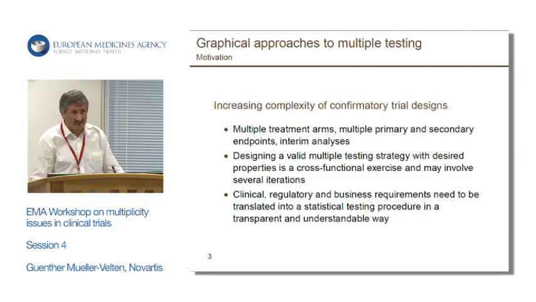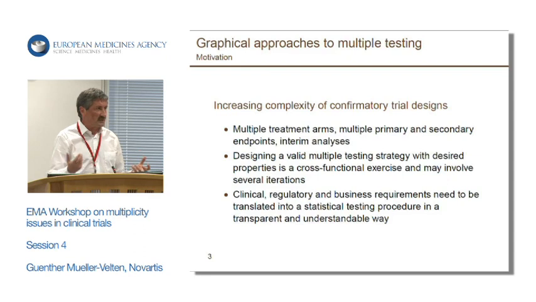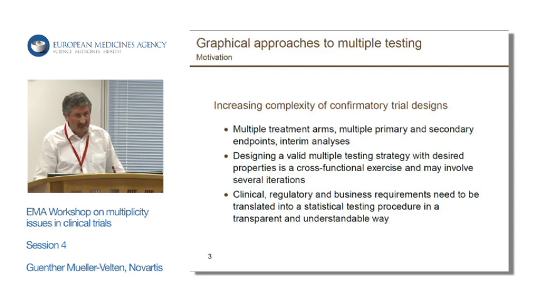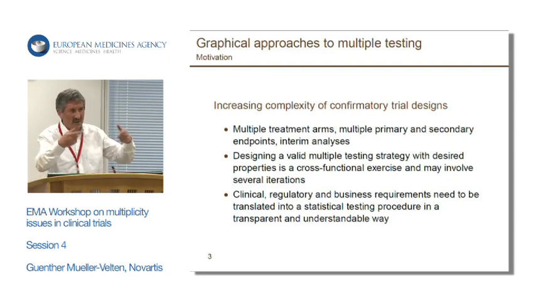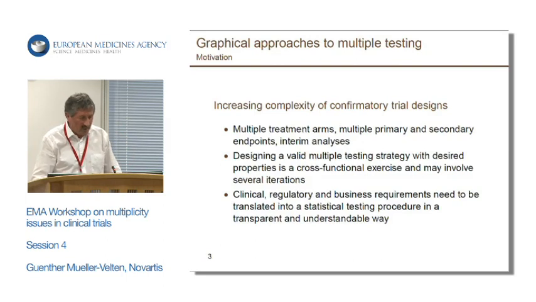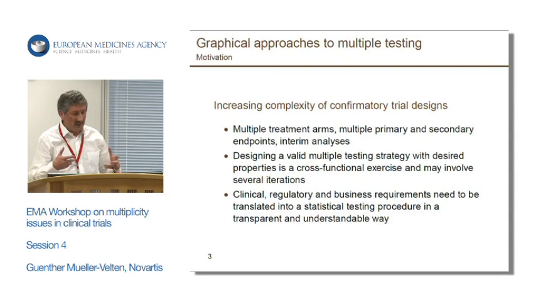And throughout this process, you have a close interaction with stakeholders who are non-statisticians. For that reason, it is very important to be able, first of all, to translate the clinical considerations or the project team's considerations into a testing procedure, and then also to report it back in a transparent and understandable way. That is the only way you can then arrive at a decision or testing procedure that really reflects the needs of the stakeholders.